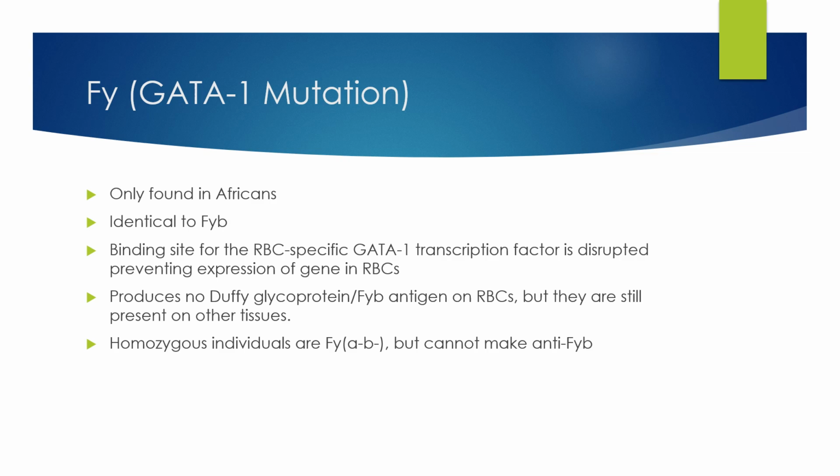As a result, no Duffy glycoprotein or Duffy B antigen will be found on the red blood cells, but they will still be present on other tissues in the body. Homozygous individuals will phenotype as Duffy A and Duffy B negative, but they cannot make anti-Duffy B because the antigen can still be found on other tissues in the body.